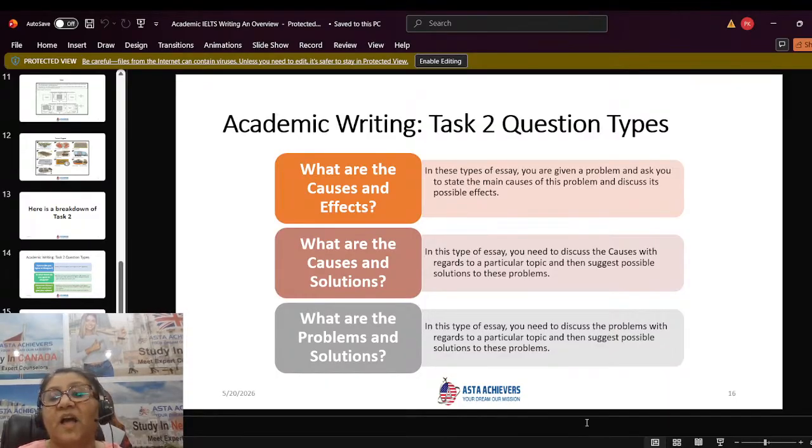Moving ahead, we also have problems and solutions. In this kind of essay, one needs to discuss the problems with regards to a particular topic and then suggest possible remedies or solutions.